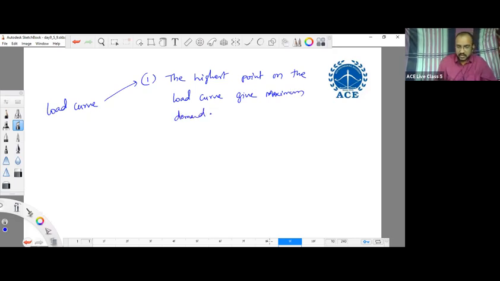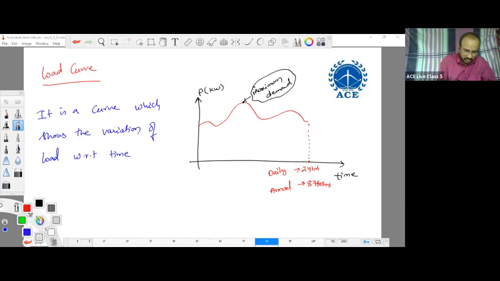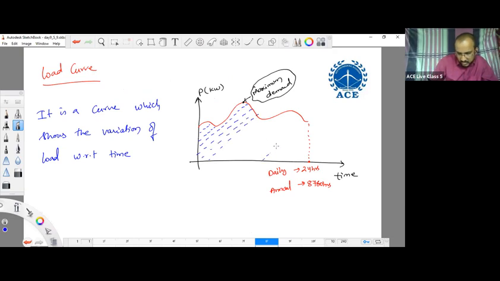And if you calculate the area occupied by the load curve, what does this area give? The area under the load curve gives the total number of units that are being generated.